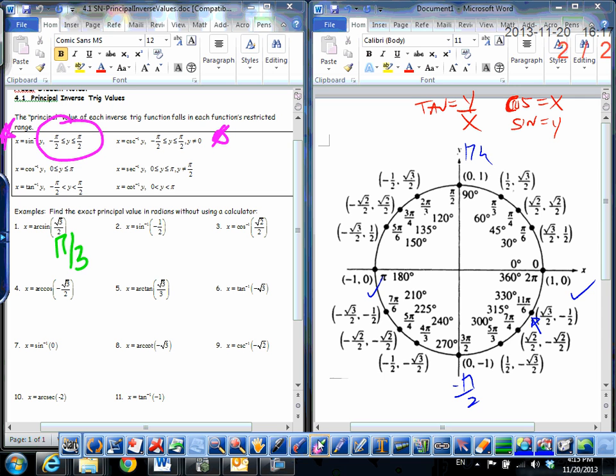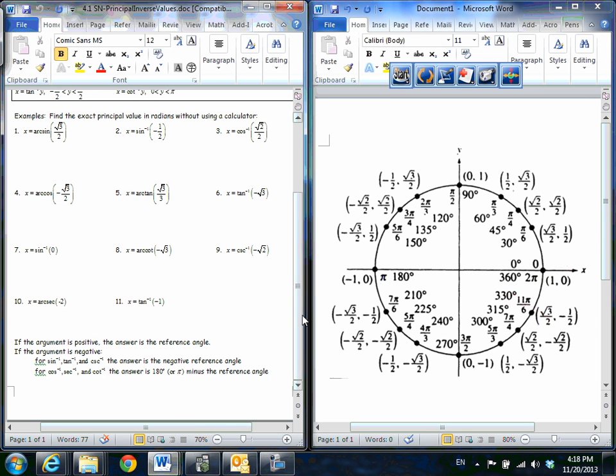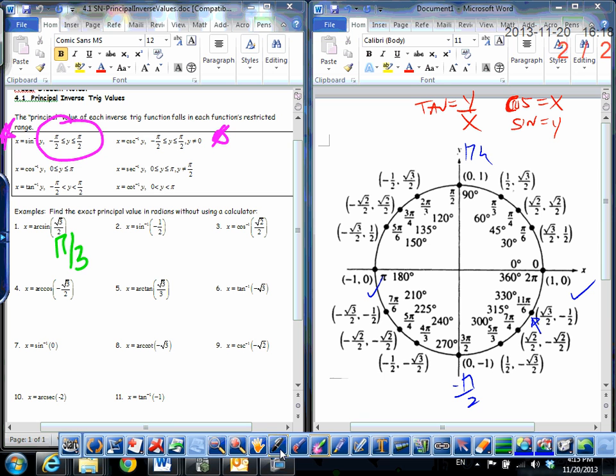Well, 11 pi over 6 is all the way around the circle. That's the distance there, but from here to here is not 11 pi over 6. So that's where the bottom of the chart comes in handy. It says for sine, the answer is a negative reference angle. The negative reference angle would be from there to my point. If pi over 6 is the same distance, this is going to be negative pi over 6. So my answer is negative pi over 6.